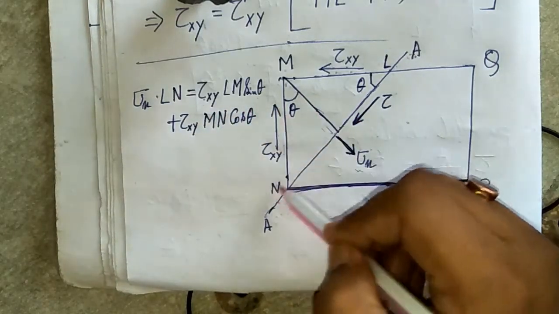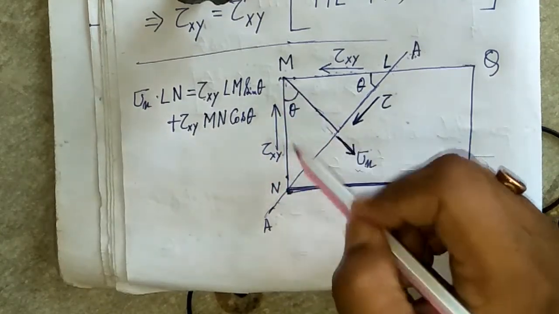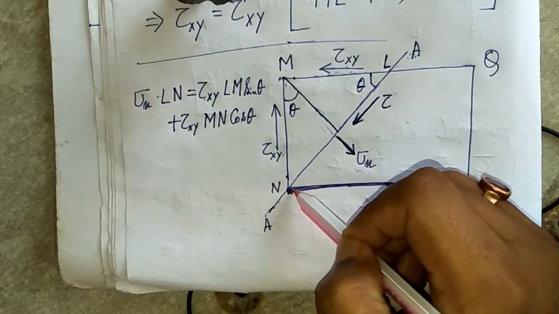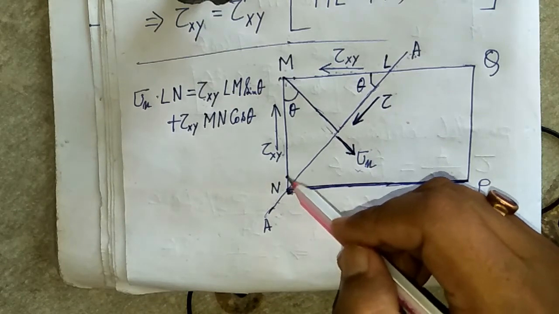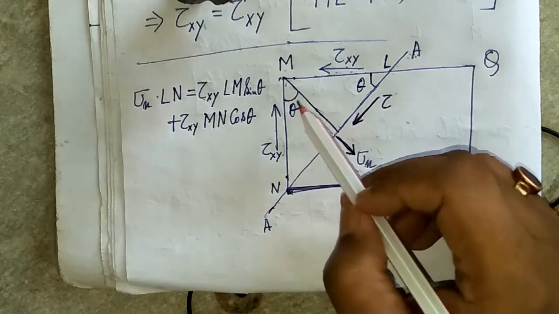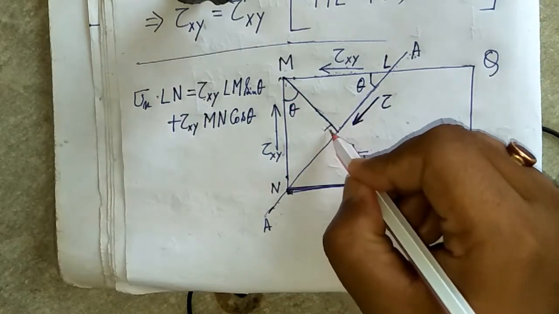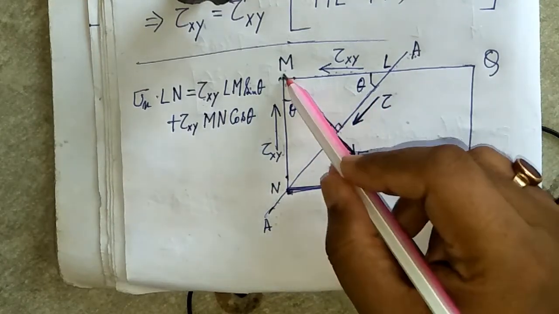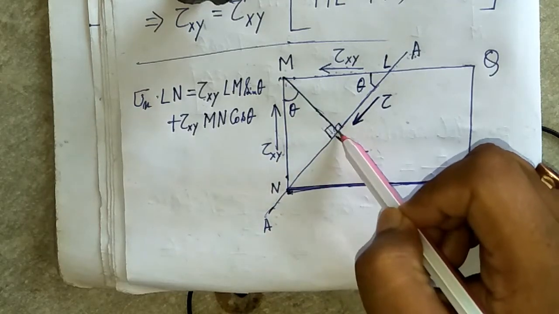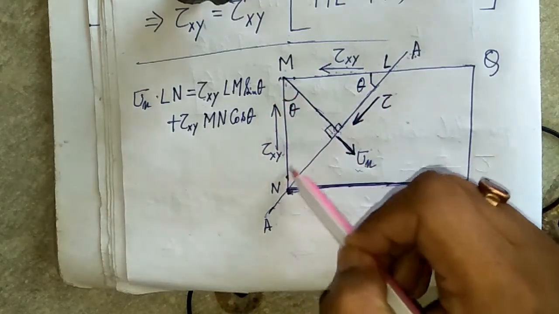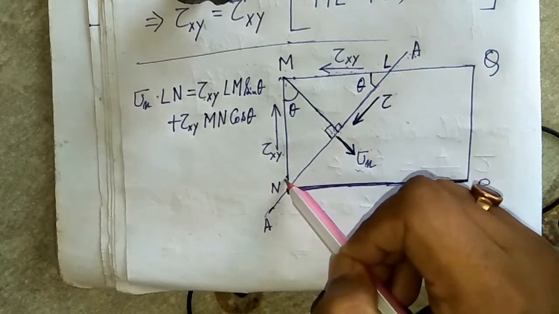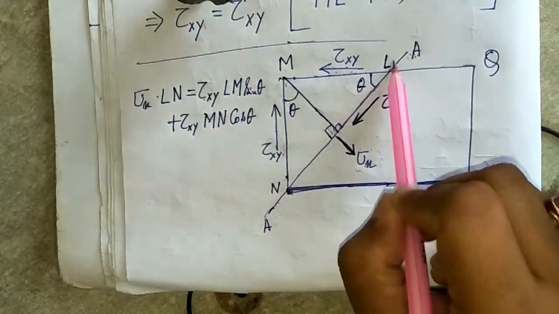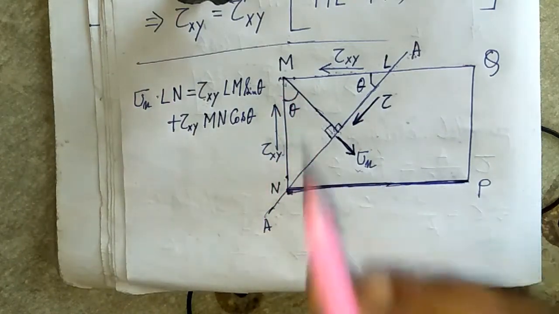Now for this side, tau xy into mn, the height is 1. If we resolve this force perpendicularly, because this is theta and this one is 90 degrees, the value is tau xy mn cos theta. So tau xy lm sin theta for this side and tau xy mn cos theta for this side.